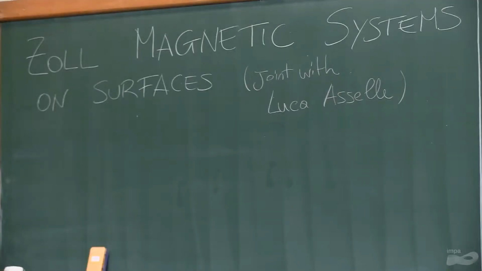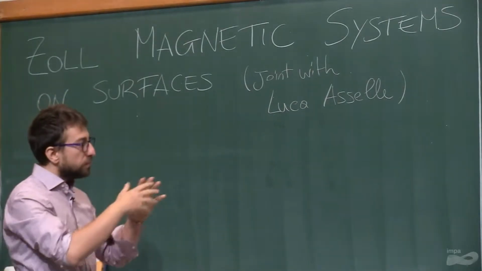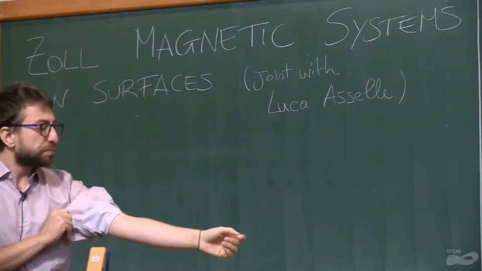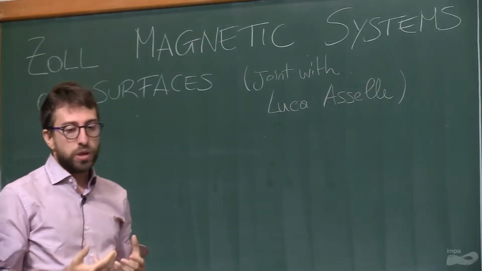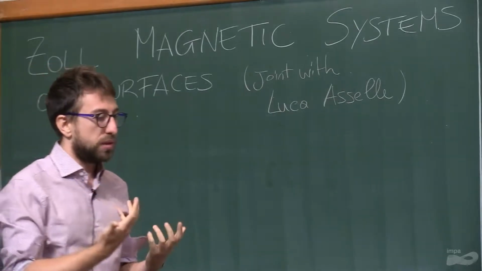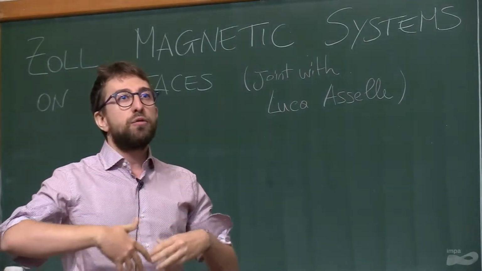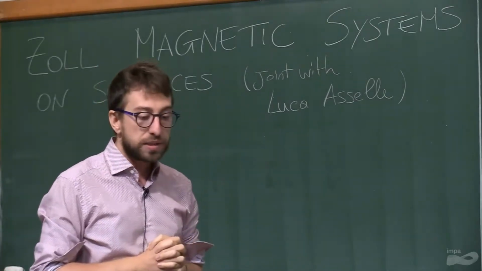We are studying Zoll magnetic systems on surfaces, which can be seen, as we will see now, as a very particular kind of integrable systems. And from this very particular kind of integrable systems, what we want to do, and what was the aim of our project, was to deduce the existence of periodic orbits for perturbations of such very nice and understood situations.